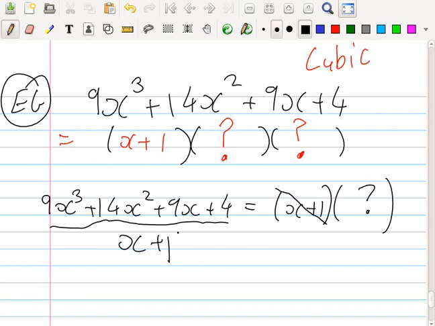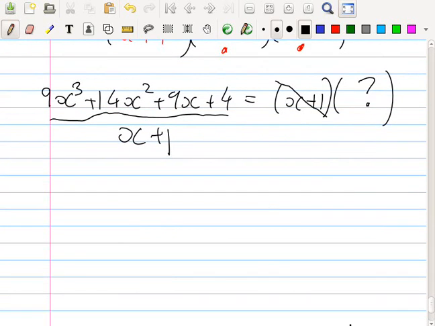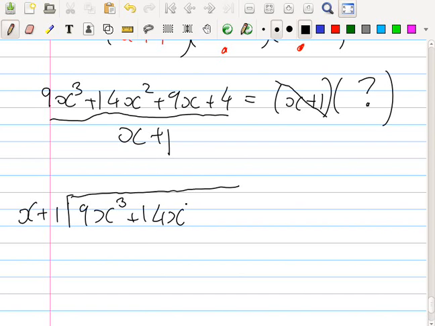And then this division gives you exactly what you're missing. And we know what this is. This is just a long division. So by doing a long division, we can get the missing factors. So we do the long division next. x plus 1 dividing into 9x cubed plus 14x squared plus 9x plus 4.